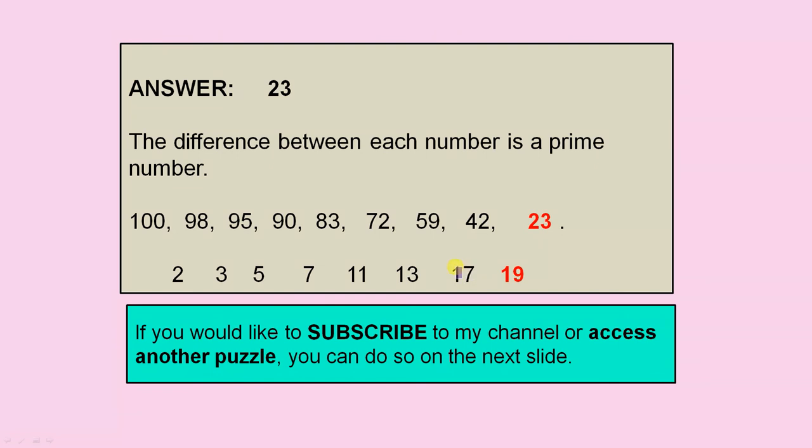So the next prime number after 17 is 19. So that will be the difference between those two. So that number is 23, because from 23 to 42 is 19. That's the difference. So the answer is 23. I wonder how you went with that.